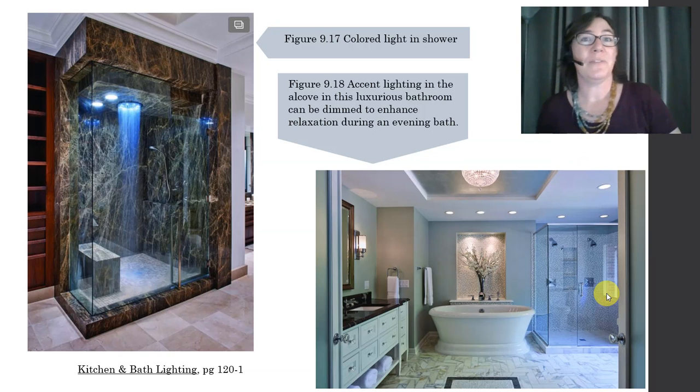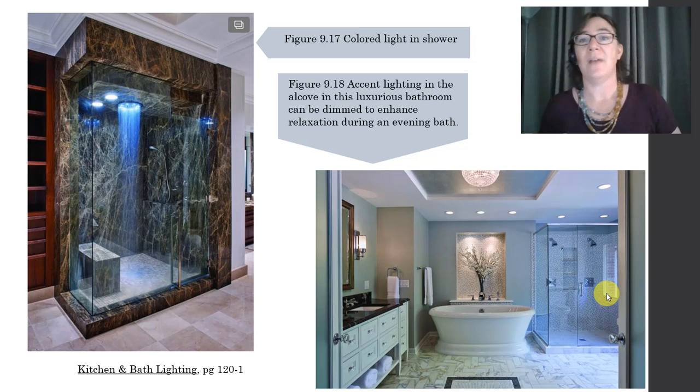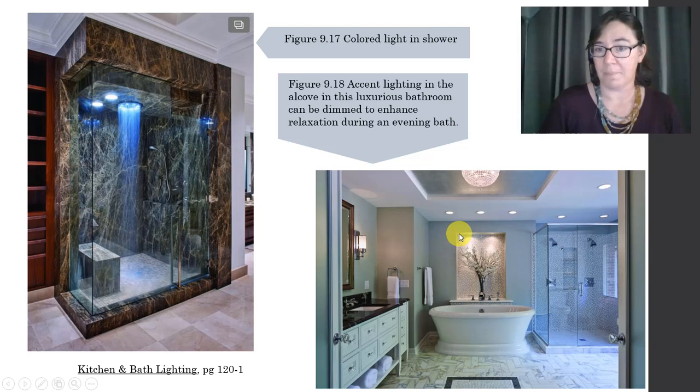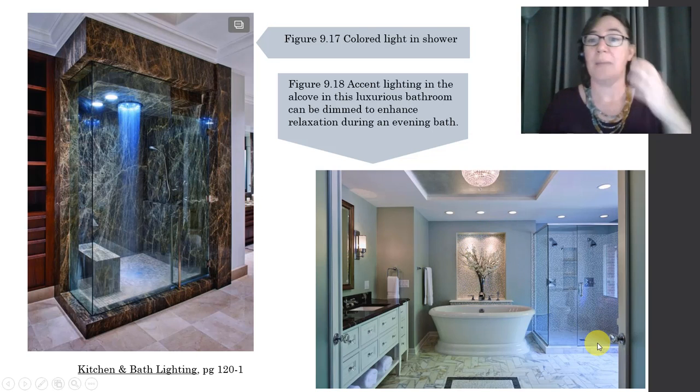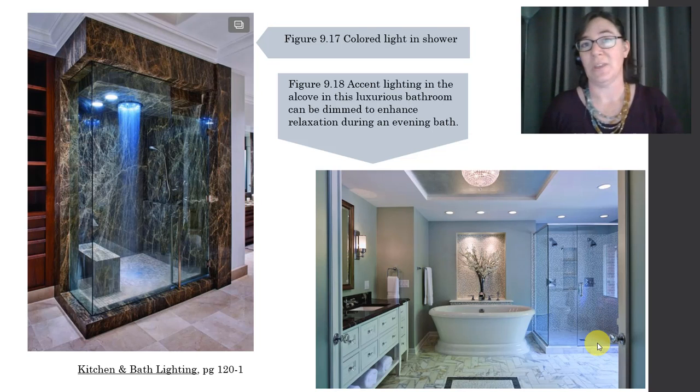Let's take a look at a couple of examples. On the left here, we have an example of a colored light in a shower area. And on the right, we have accent lighting in the alcove. All right, so we've got this little decorative niche. And in general, the lighting can be dimmed for relaxation in this bathing area.